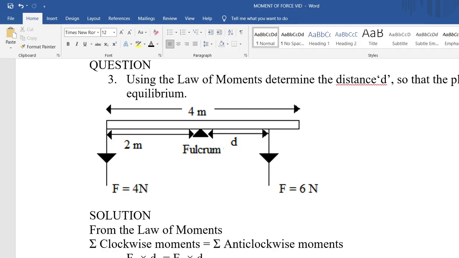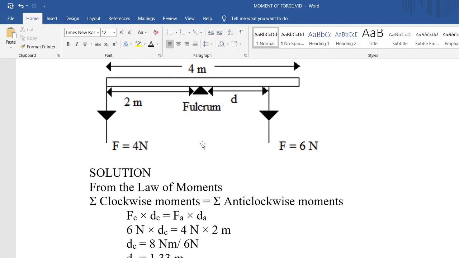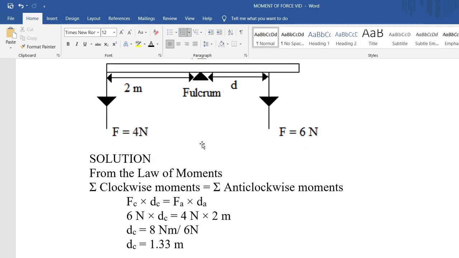6 Newton times d, where the distance is going to be d, is equal to the anti-clockwise, which would have been 4 Newton times the distance of 2. Both distances are taken from the same point. That's really important. When we do our calculations, we end up with a distance of 1.33 meters. So these two forces, a 4 Newton force at 2 meters, will be in equilibrium with a 6 Newton force at 1.33 meters.